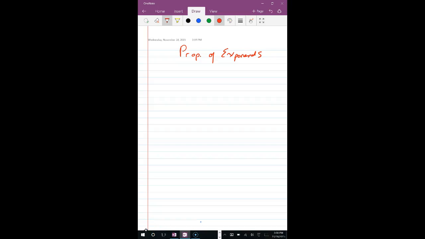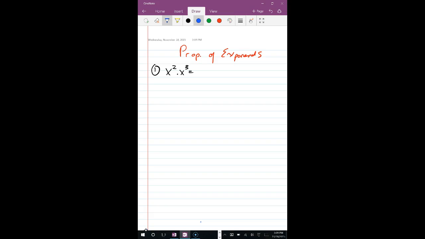Today we're going to look at properties of exponents. You should be familiar with all the rules that we're going to go over. So we're going to get some rust off and give you some practice. For our first example, we're going to start off with x squared times x cubed.